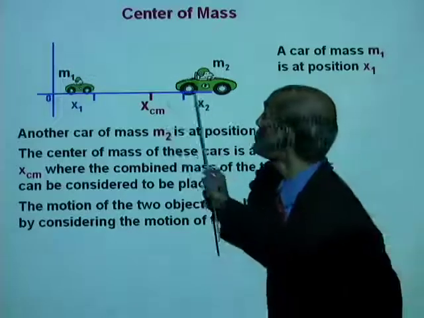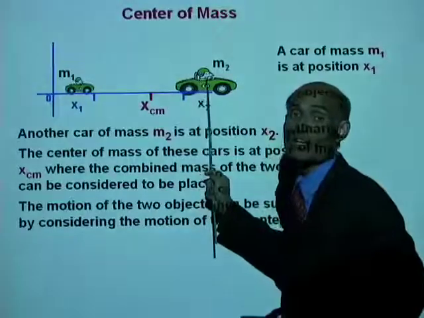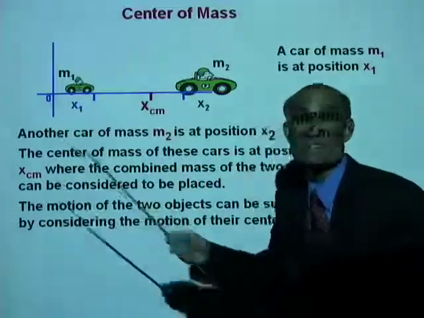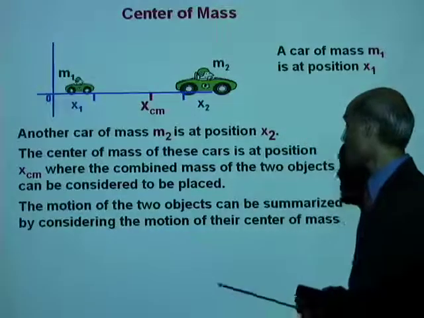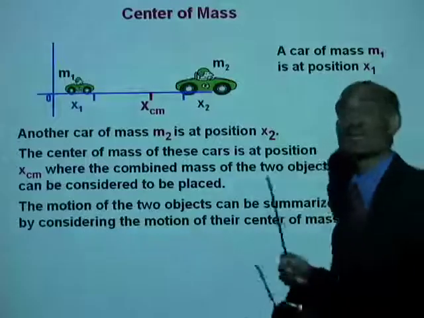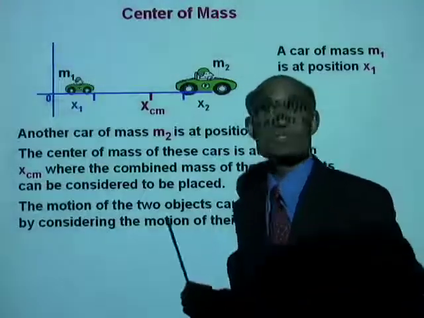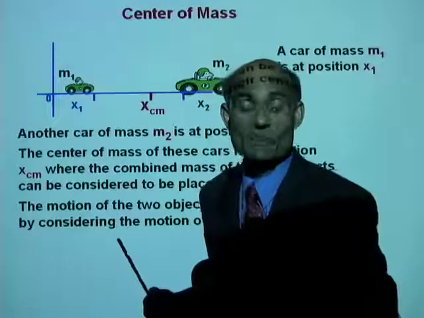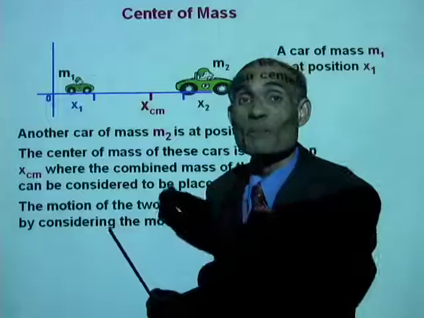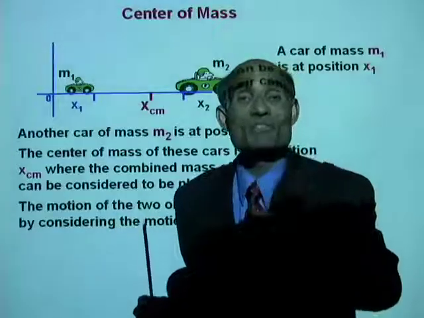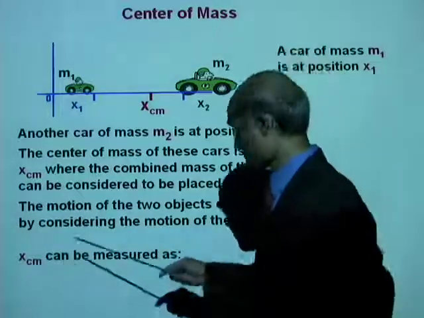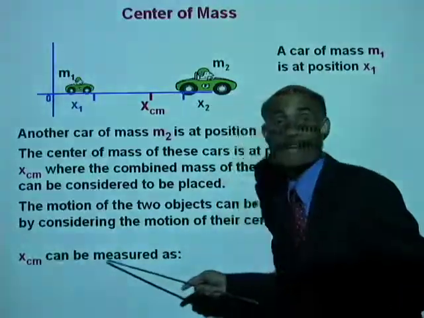That means the motion of these two cars can now be studied as the motion of their center of mass. The motion of two objects can be summarized by considering the motion of their center of mass. The motion of the center of mass can be approximated to be the motion of a point particle. Then we can apply the equations of motion and the laws of motion we discussed so far. The x center of mass can be measured.